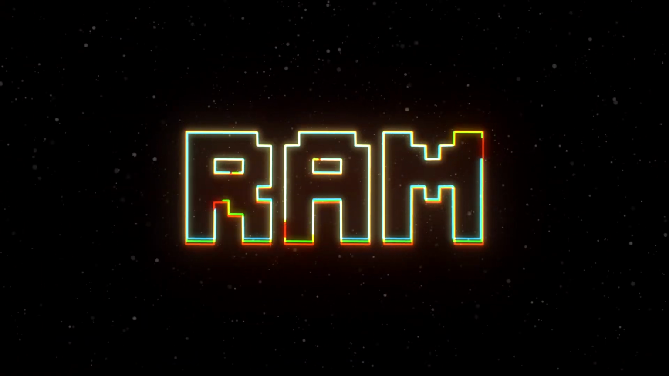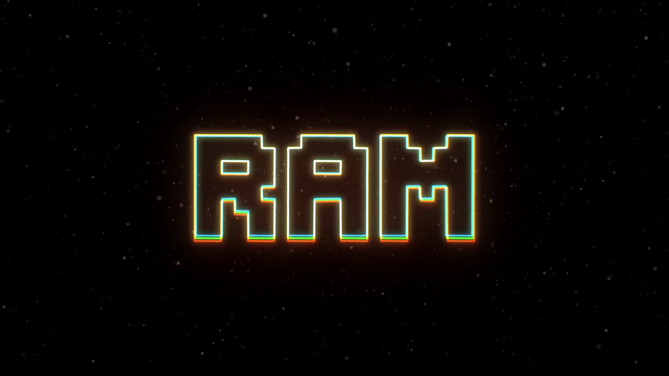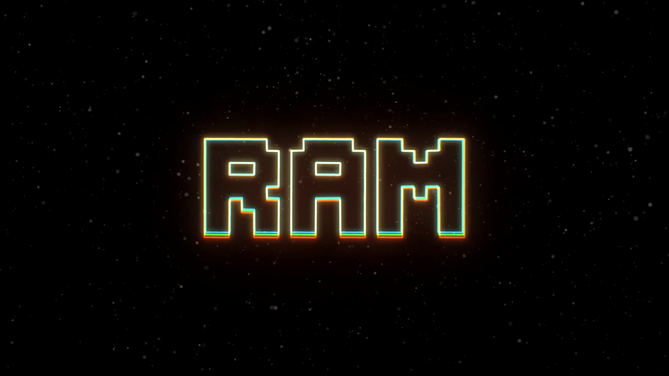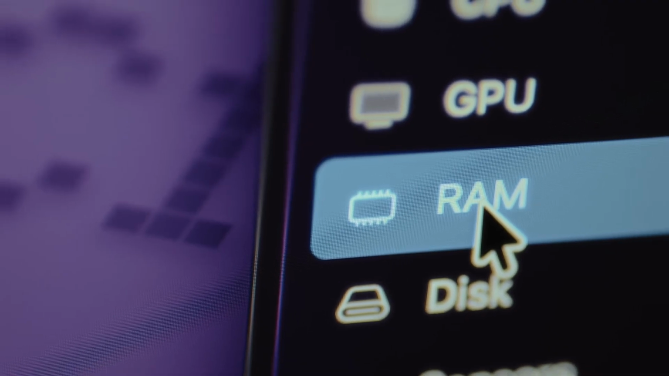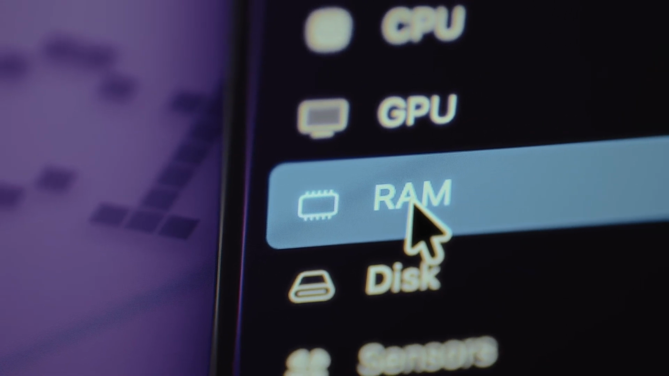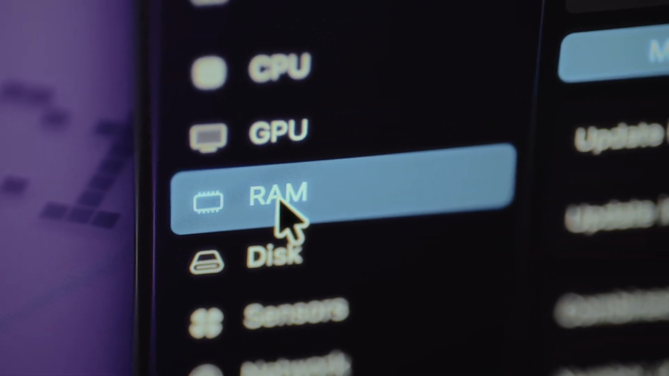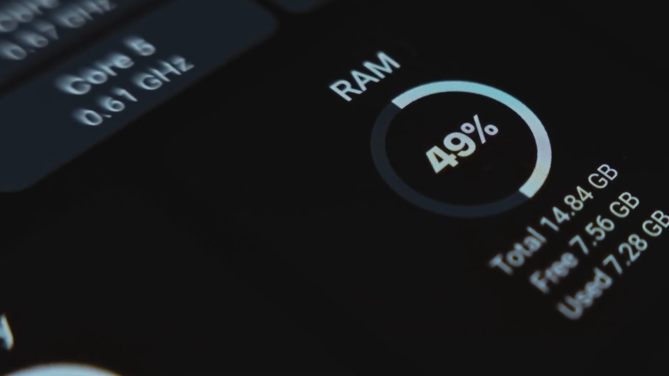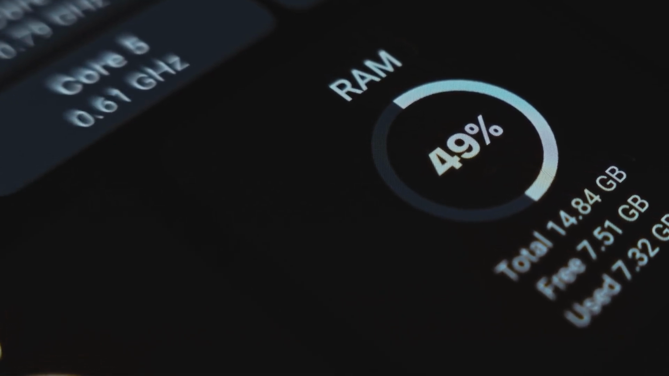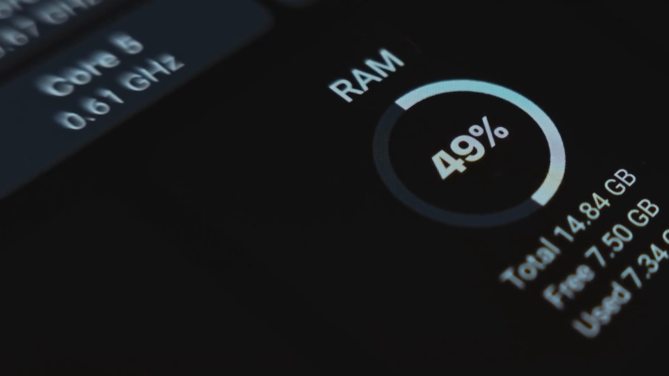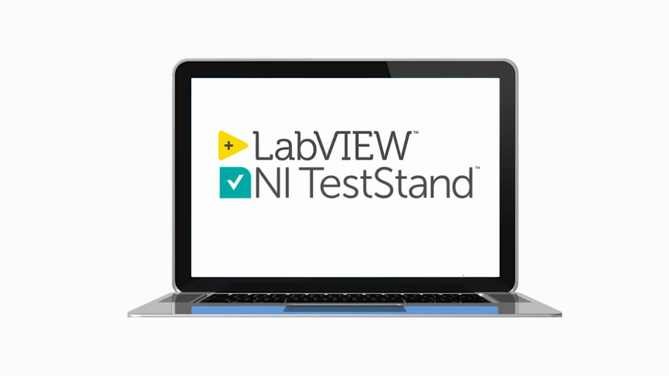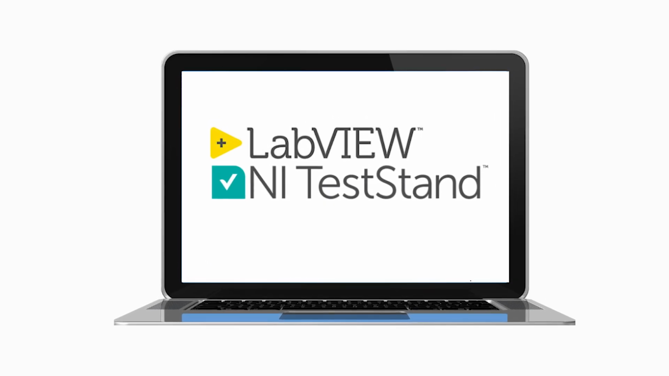Next is RAM, and this is where a lot of systems quietly run into problems. RAM determines how much data your system can buffer, process, and hold in memory at one time. This matters more than people think. Here's when RAM becomes important: high-speed data logging, large waveform captures, running multiple PXI modules simultaneously, or using environments like LabVIEW and TestStand together. However, real-time doesn't need as much RAM. If you don't have enough RAM, you'll see slower performance, dropped data, or even crashes.